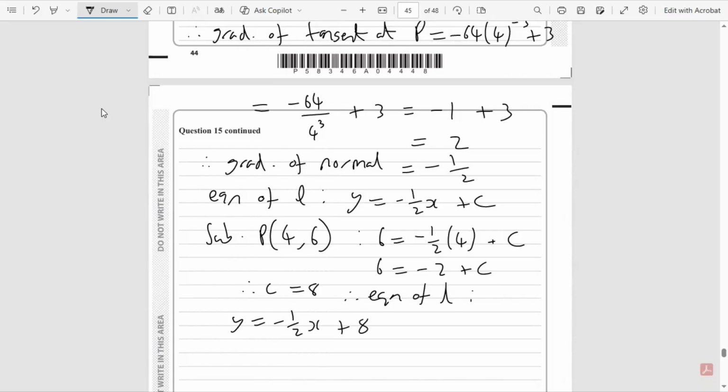Now you could also use the formula y minus y1 equals m times x minus x1. That's fine as well if you prefer using that, that's absolutely fine. So that's our equation there.